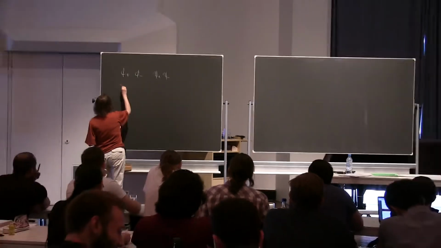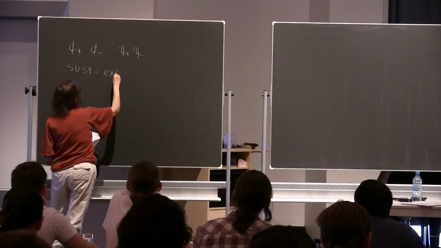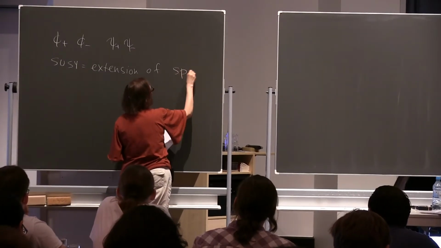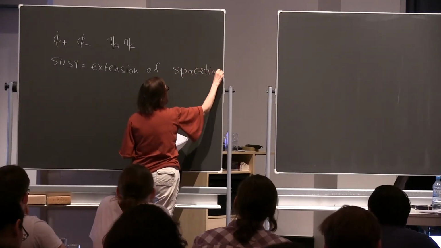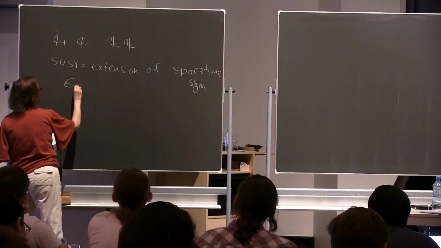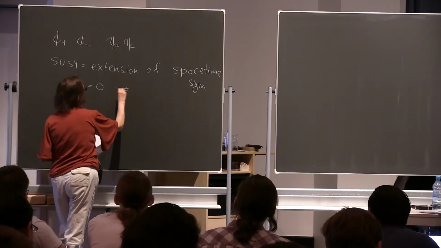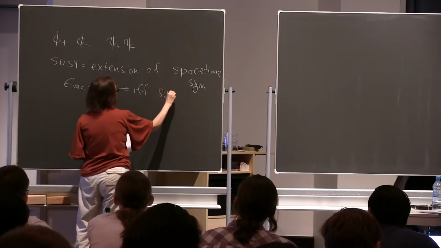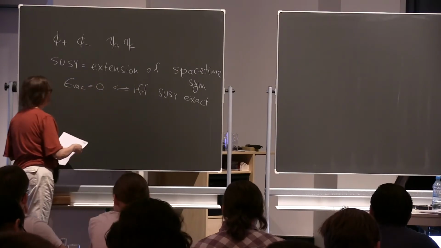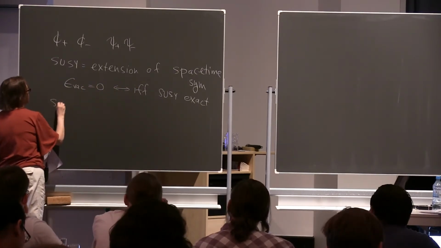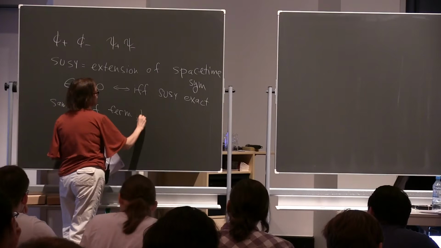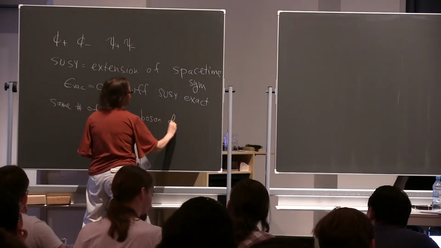And we saw that supersymmetry is an extension of space-time symmetry. And we saw that the vacuum energy is 0 if supersymmetry is exact. We saw that we have the same number of fermion and boson degrees of freedom.